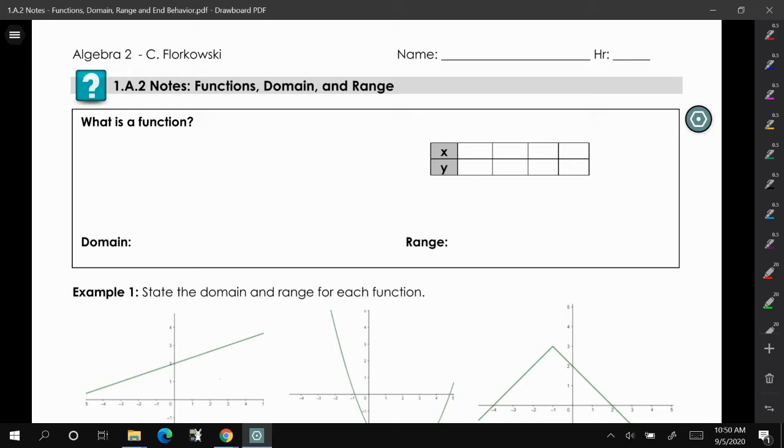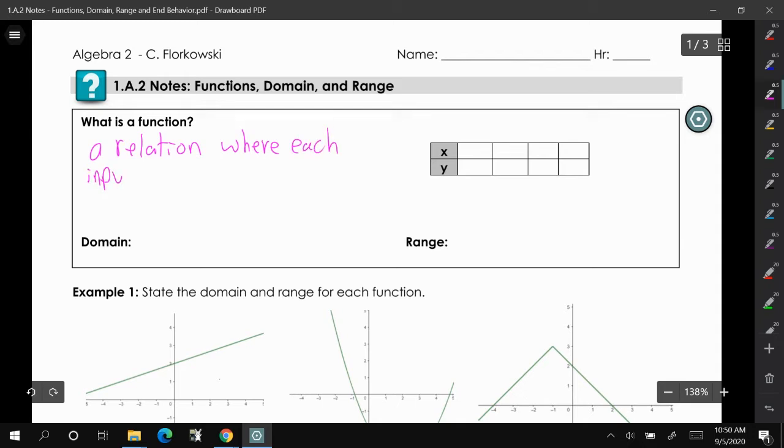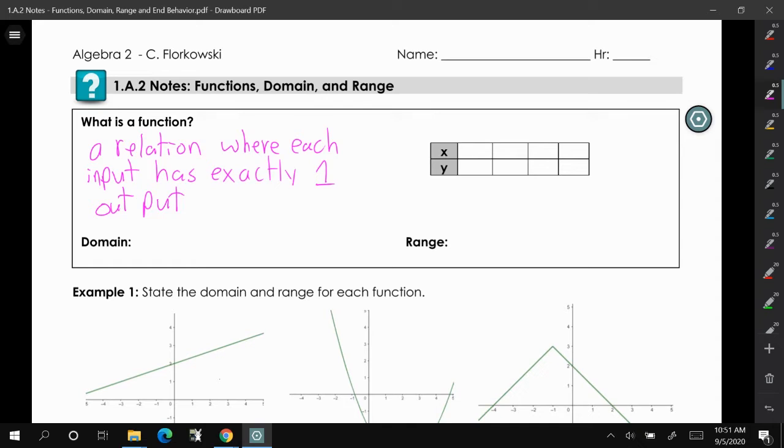Today we will expand on the idea of what a function is and domain and range, and then also talk about end behavior. So just to recap, yesterday we said a function was a relation where each input has exactly one output. We talked about the pop machine where each button only gave us one pop.